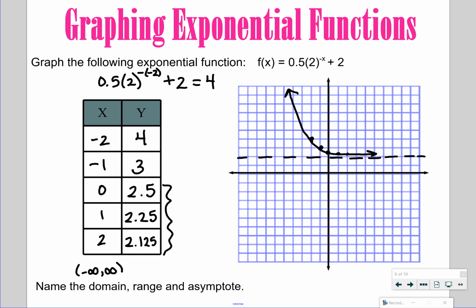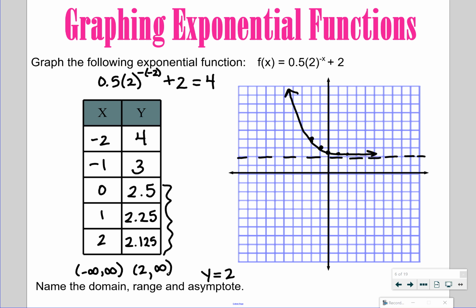Domain for these functions is always all real numbers. And you can see that in this picture as well. It goes forever left and right. My asymptote in this graph is a horizontal line at 2. And remember, horizontal lines always start with y equals. So y equals 2 is my horizontal asymptote. My range then is all the values above 2. So 2 to infinity.